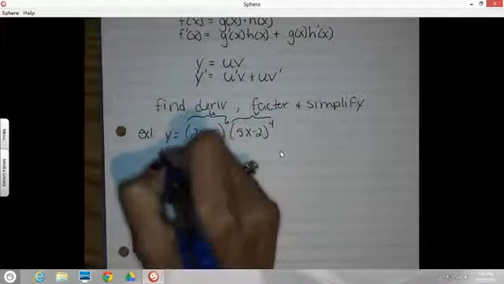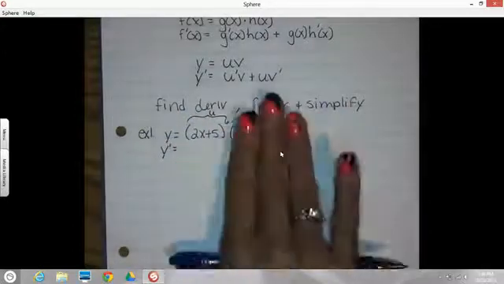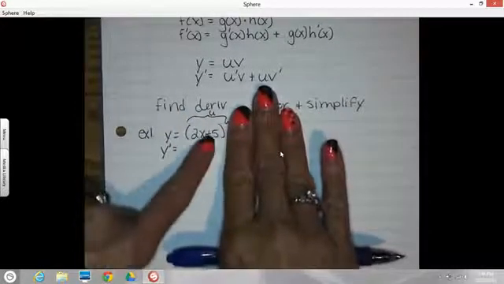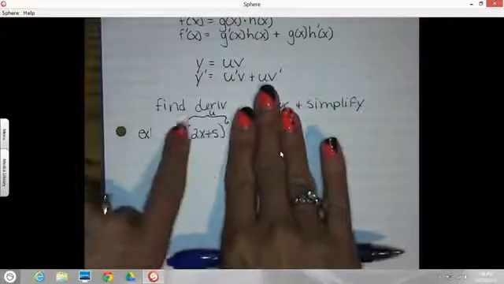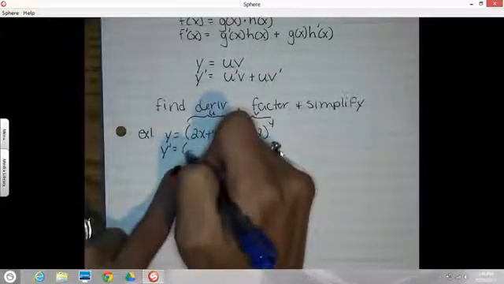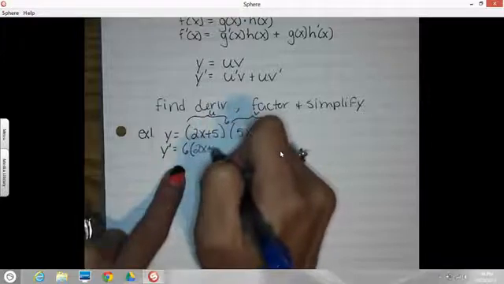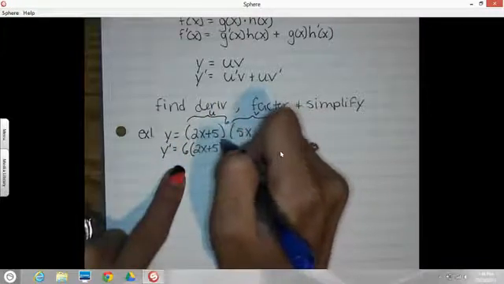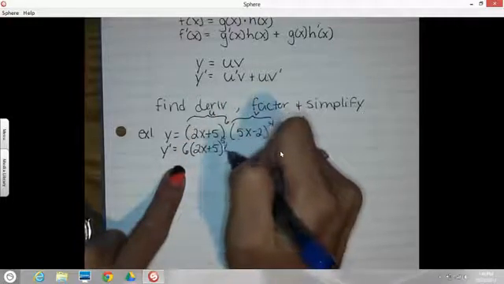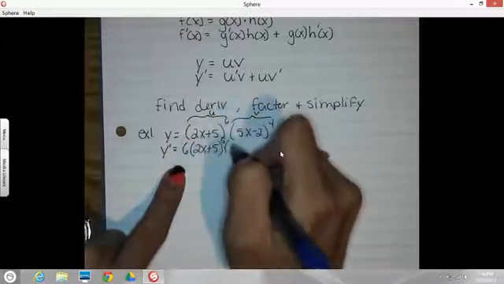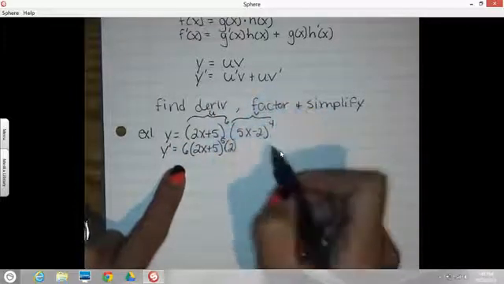Product rule says take the derivative of this first term. So pretend that's not even there. This we had in the last chapter. You've got an inside and an outside. So you're going to do your chain rule where the 6 comes down. The inside never changes. Raise it to the 1 less power. Multiplied by the derivative of the inside. The inside, derivative of 2x is 2. Derivative of 5 is 0, so I need the 2. So that's my u prime.